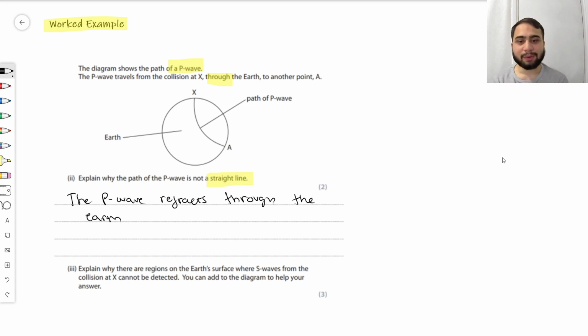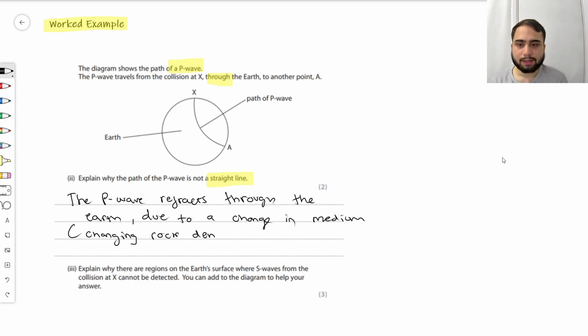So, the P wave refracts through the Earth due to a change in medium, and we can actually go a little bit further to make sure we secure this mark perfectly and say, in brackets, changing rock density. Because remember, as I said earlier in the video, as you go through the Earth, the density of the rock changes, the composition of the Earth changes, so your P wave starts to refract and it starts to curve. So there you go, straight away we have 2 marks right there.